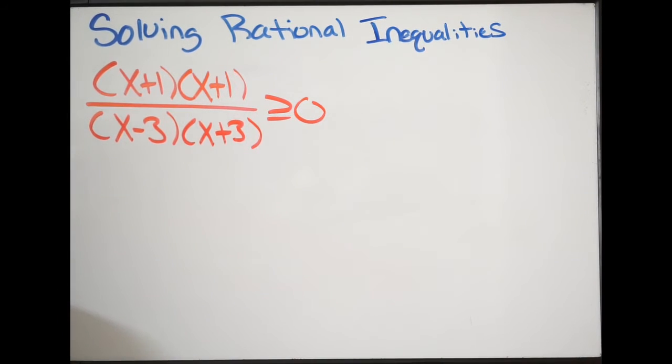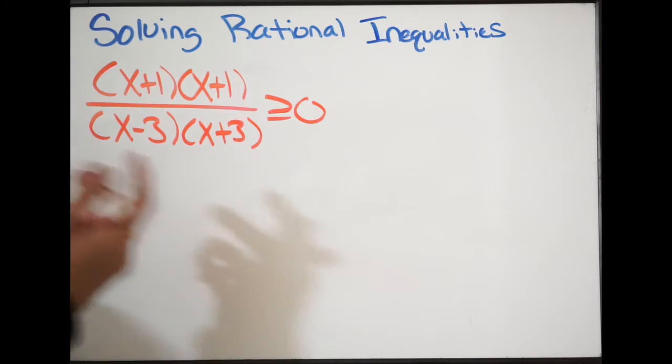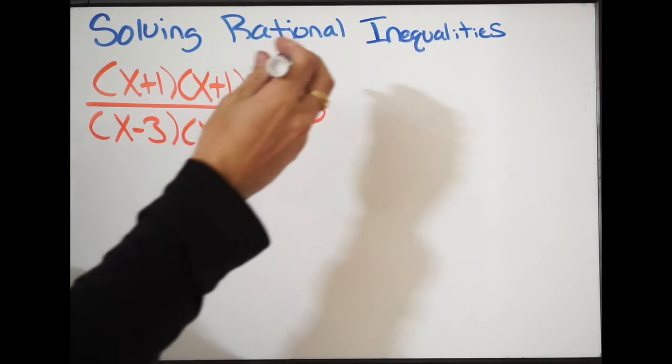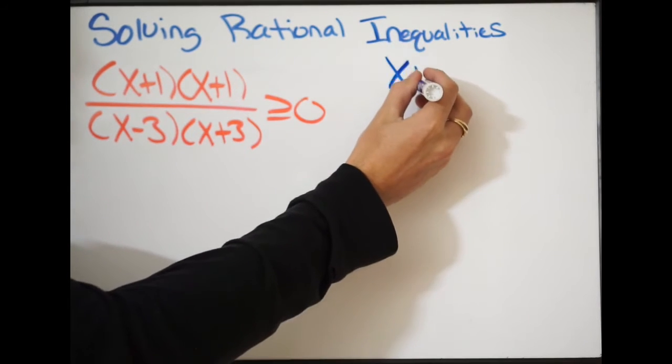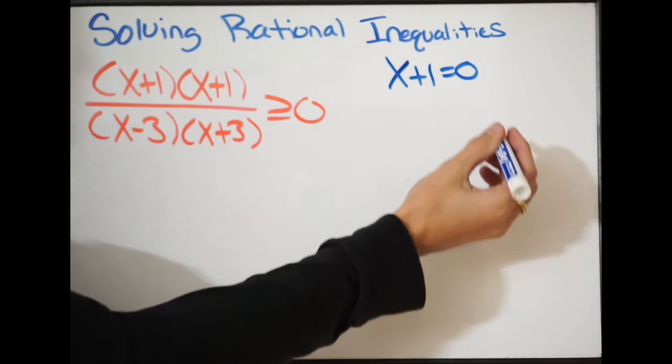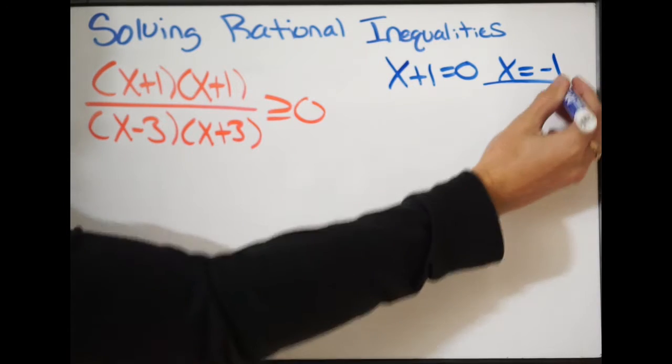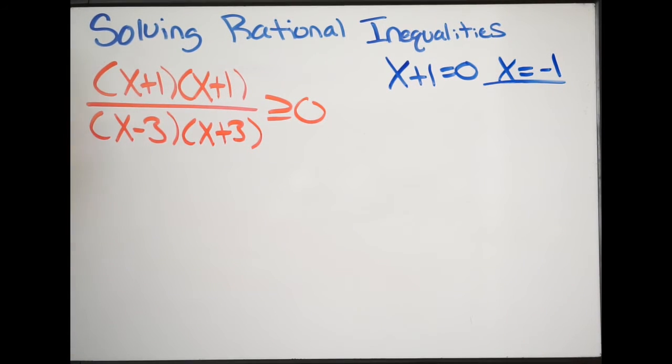Again, we're going to take our numerator, set it equal to 0, and solve. Now notice here I have x plus 1 and x plus 1, they're the same factor, so I only have to write it one time, because I'm going to get the same answer. So I get x plus 1 equal to 0, and when I solve, I get x is equal to negative 1. This is going to be a point of interest.